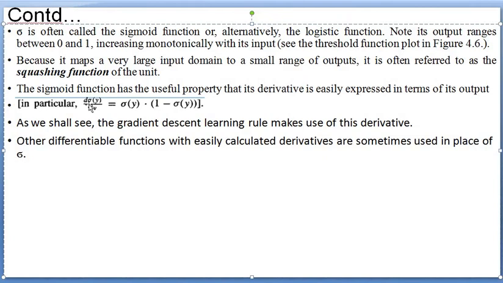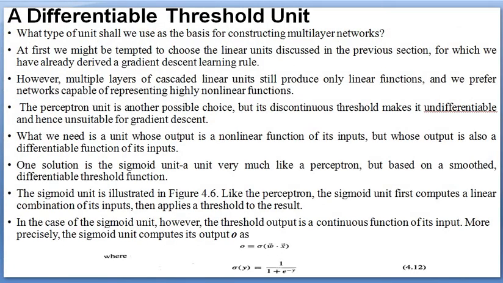If we take the derivative of this sigmoid function, we get the result: sigmoid of y times 1 minus sigmoid of y. So in this differentiable threshold unit, we have seen which kind of threshold we applied for single layer perceptron and which we have to apply for multi-layer. For single layer, the sign function; for multi-layer, the sigmoid function.